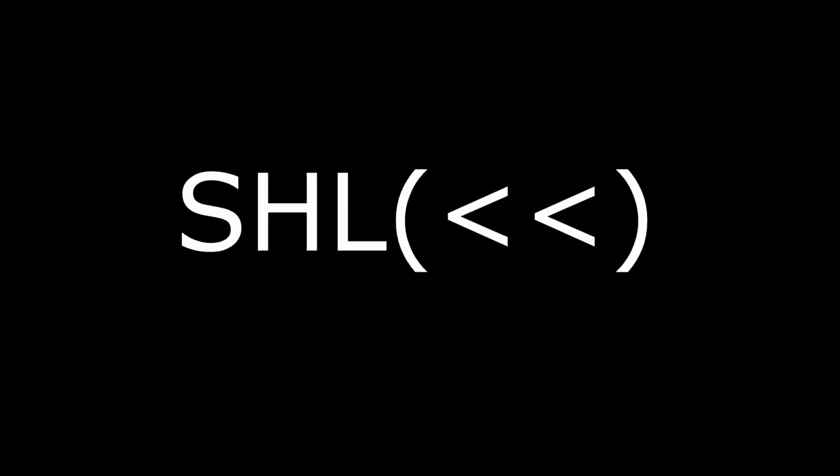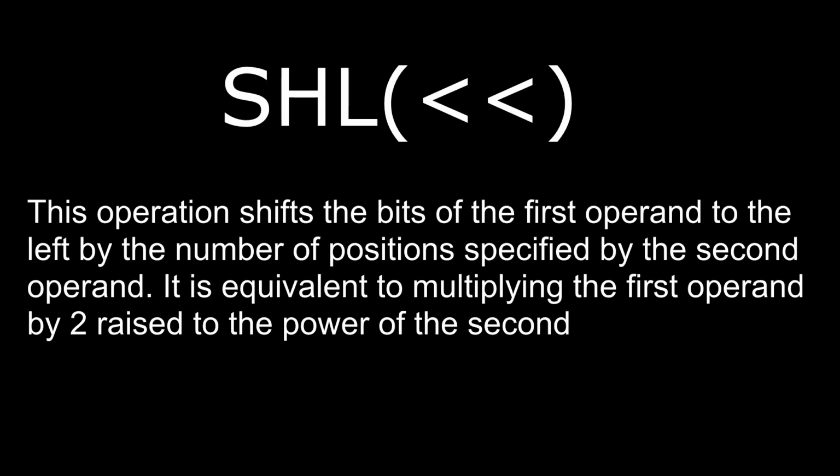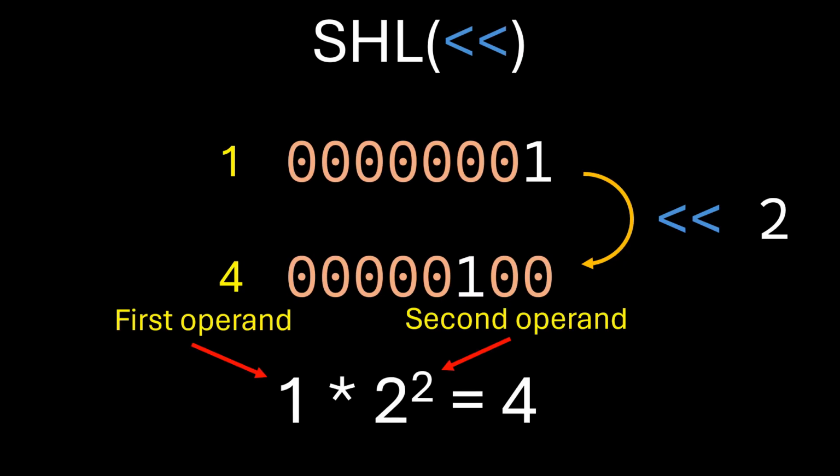Then there is binary left shift. This operation shifts the bits of the first operand to the left by the number of positions specified by the second operand. It is equivalent to multiplying the first operand by 2 raised to the power of the second operand. A good example of this is 1 left shift 2, which results in 4.